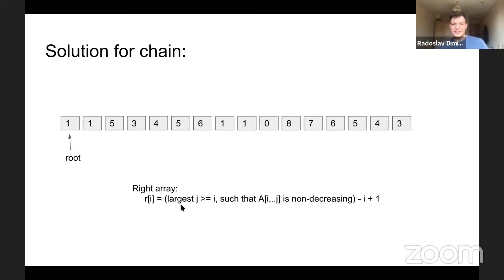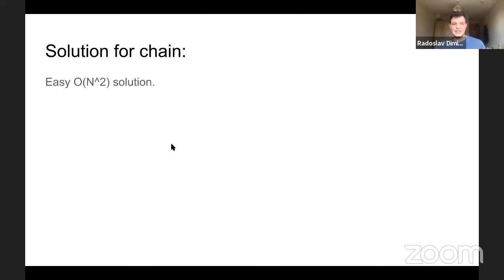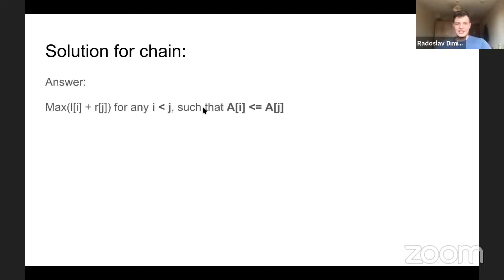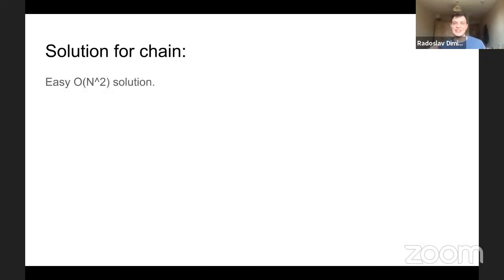Going back to this slide, we already have left and right computed in linear time because it's just a simple pass. The simplest solution would be to fix every possible i and every possible j, and then check whether this criteria holds, which is a constant check. If it holds, we compare the answer with left of i plus right of j. That's a solution, but it's n squared because we try all possible i's and j's.